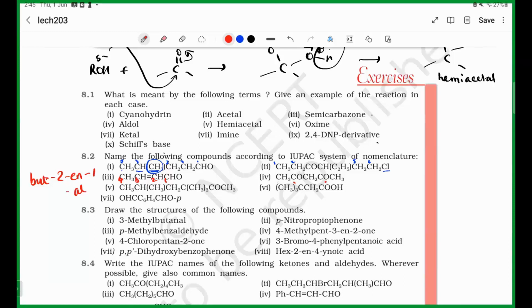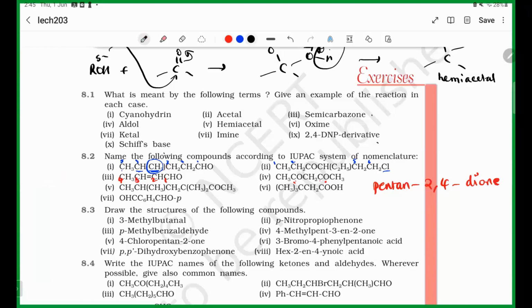Okay, now you have 1, 2, 3, 4, 5. So a pretty symmetric molecule, so not much to worry about. 5 carbon atoms, 2 groups. So it's pentane. Where are all the ketones? 2, 4. Because there are 2 ketone groups, it's pentane-2,4-dione.